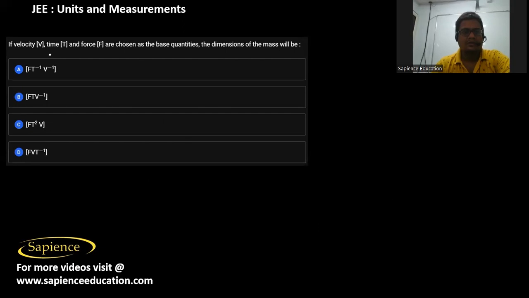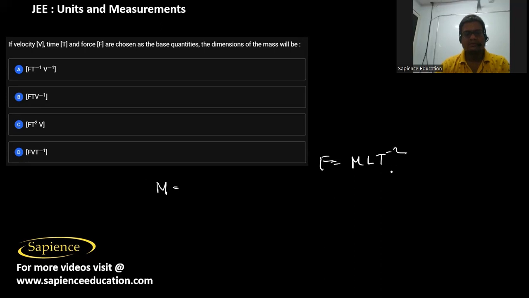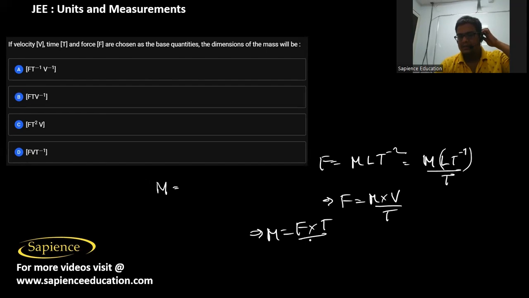Then here it is told, if velocity, time, and force are chosen as the base units, the dimensions of mass will be. As we know, force is equal to m l t power minus 2. So this you can tell is mass into l t power minus 1 by t. So l t power minus 1 is the dimension for velocity. So I can say force equals mass into velocity by time. So therefore mass, we can say, is force into time by velocity.